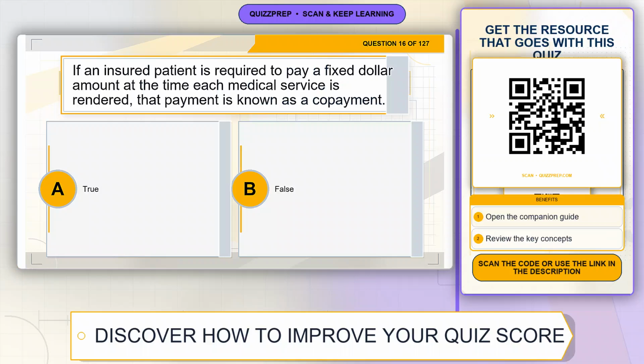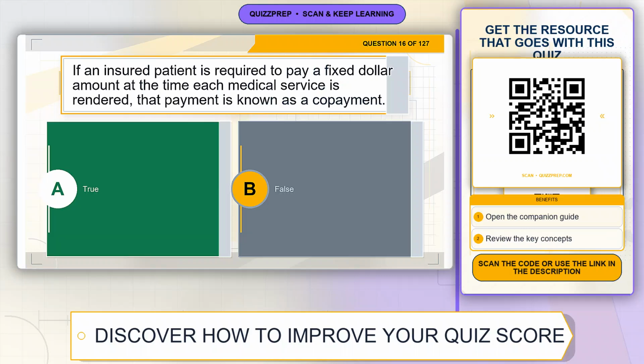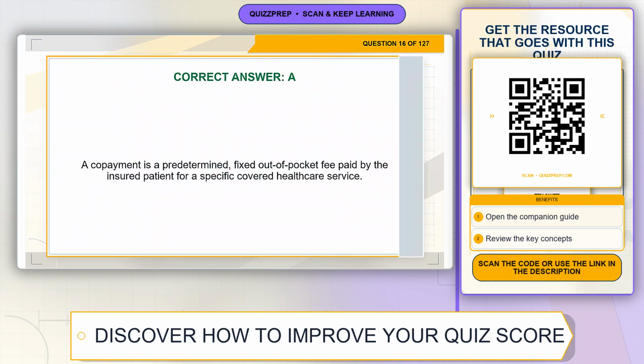Question 16. If an insured patient is required to pay a fixed dollar amount at the time each medical service is rendered, that payment is known as a copayment. Option A, true. Option B, false. The correct answer is option A, true. Explanation. A copayment is a predetermined, fixed out-of-pocket fee paid by the insured patient for a specific covered healthcare service.